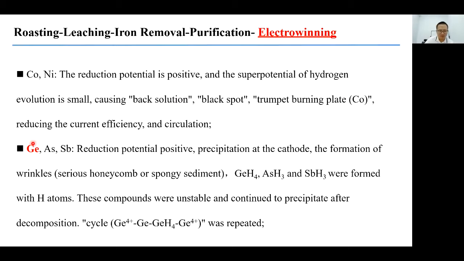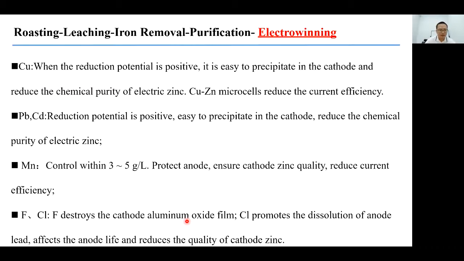Those elements, germanium, arsenic, and antimony, have a very reducing potential and precipitate onto the cathode, forming hydride gases. These gases will decompose and form those ions in the solution again, and the ions will precipitate again on the cathode, so it just makes a circle. This lowers the electrical efficiency. And copper will precipitate, and so do the others. And these are elements we should add into the system to protect the anode.